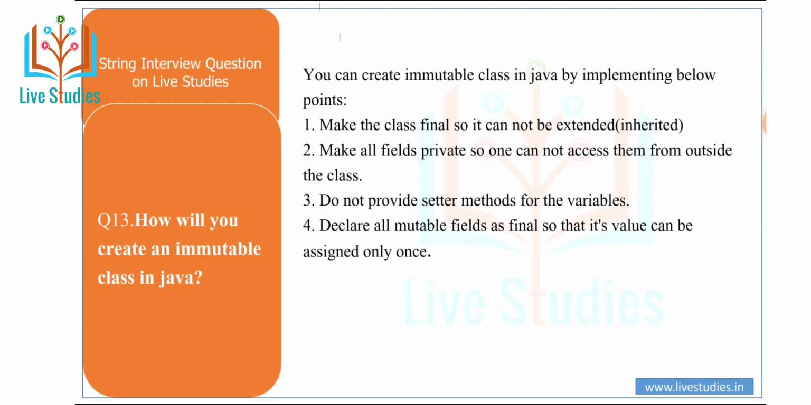Another question is, how will you create an immutable class in Java? You can create an immutable class in Java by implementing the following points. Make the class final so it cannot be extended or inherited. Make all fields private so one cannot access them from outside the class. Do not provide setter methods for the variables. Declare all mutable fields as final so that their value can be assigned only once.